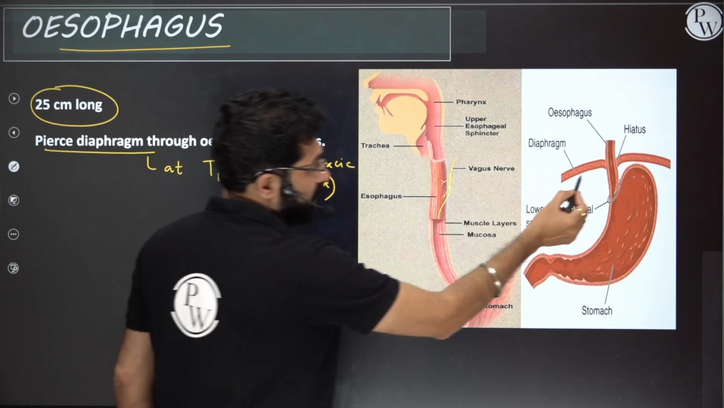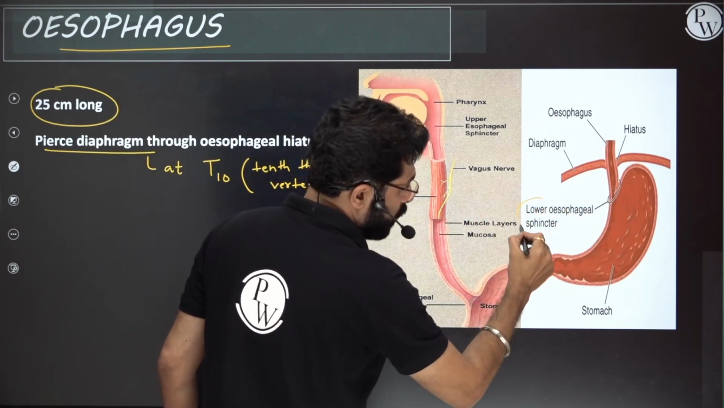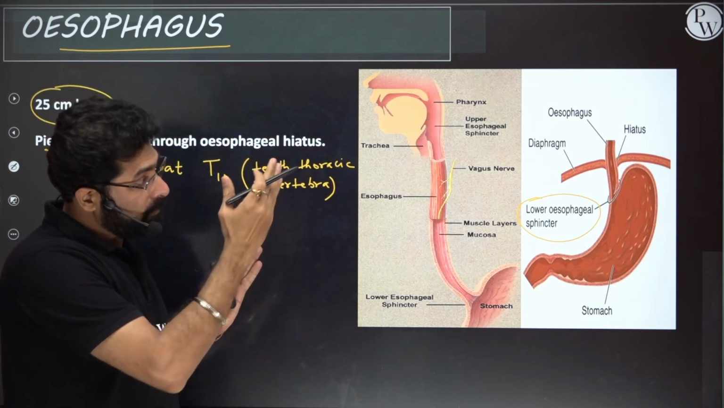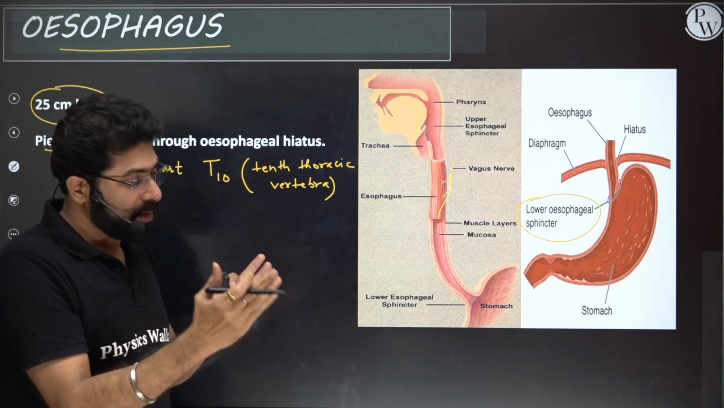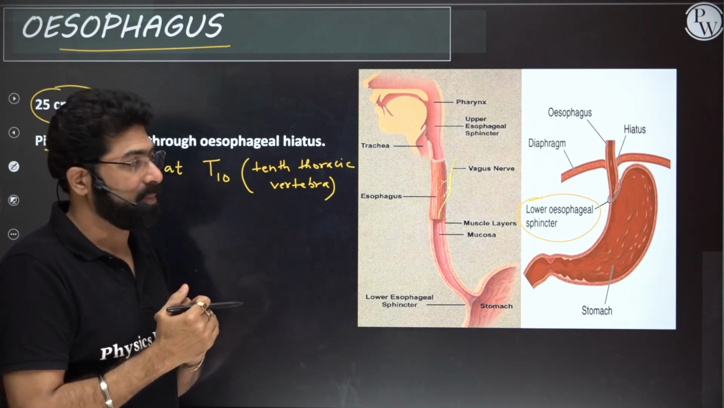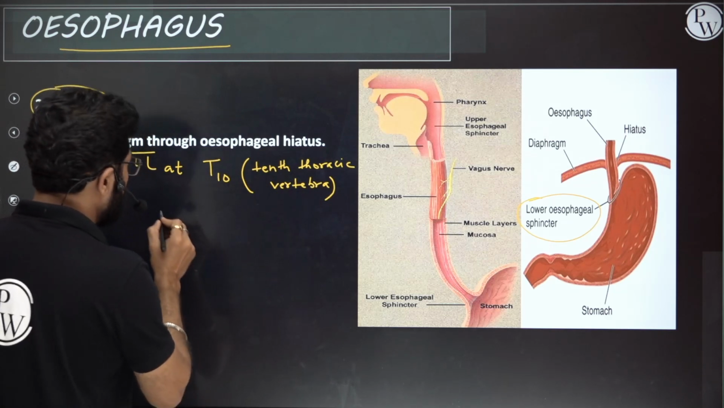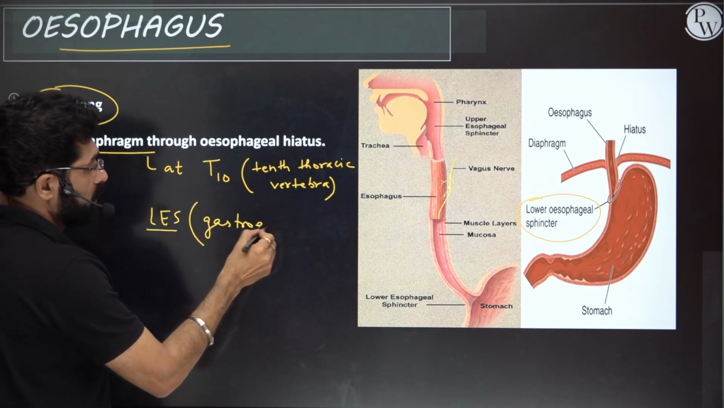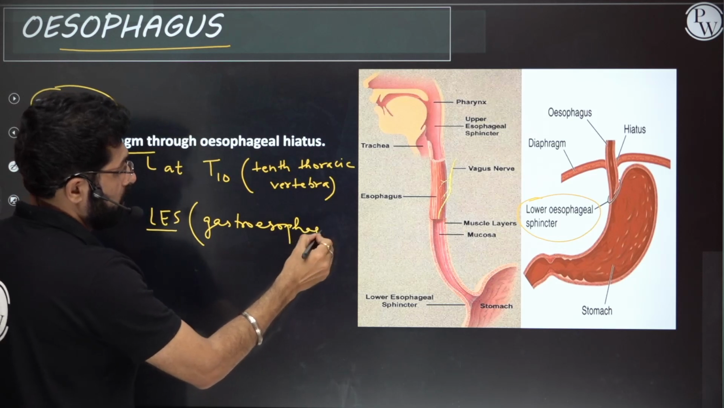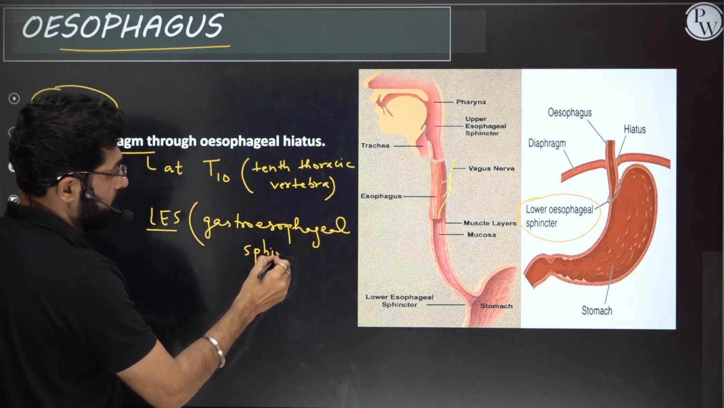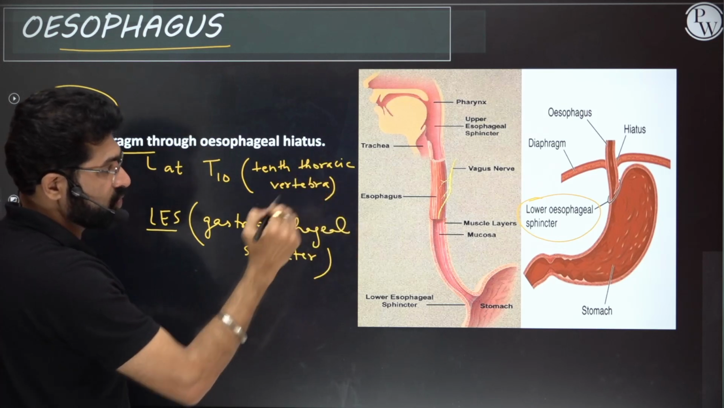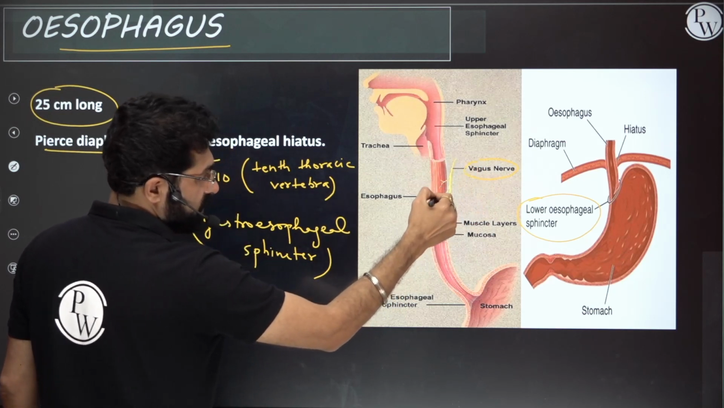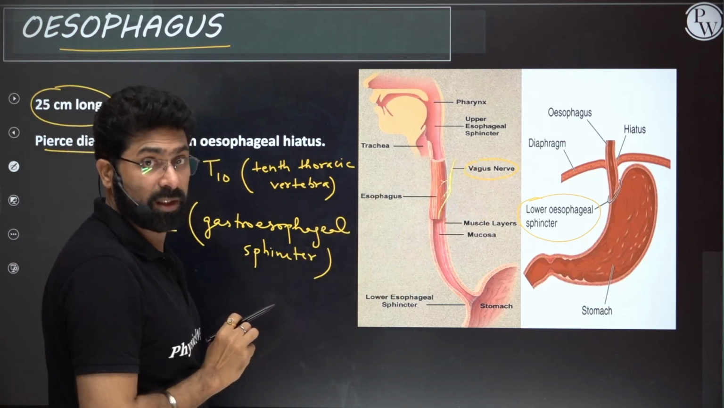So you see, the first part of the stomach, it joins here, cardia, and here you find the lower esophageal sphincter. Lower esophageal sphincter is going to control the opening of the esophagus into the cardia part of the stomach. That is also called the gastroesophageal sphincter. LES is also called gastroesophageal sphincter, because it is between the gastric region and the esophagus. Now you see, the esophagus is supplied by a nerve also that is called vagus nerve. 10th cranial nerve supplies this esophagus.